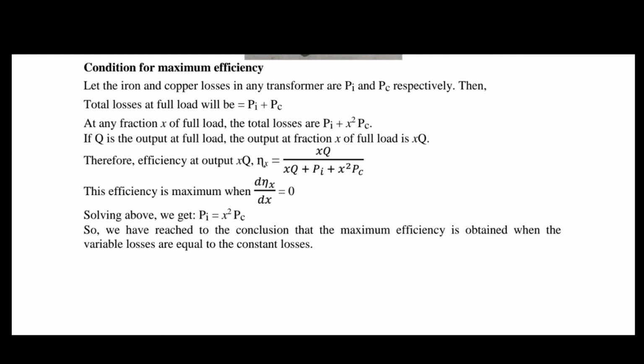Okay, so d eta by dx is equal to 0. We will differentiate, equate it to 0, then we will get the critical values, and while solving this we will get Pi is equal to x square Pc. So what does that mean? It means that the maximum efficiency is obtained when fixed losses or constant losses are equal to variable losses.